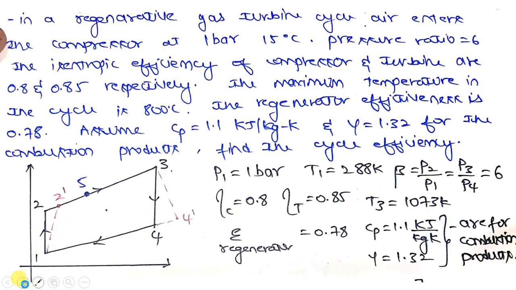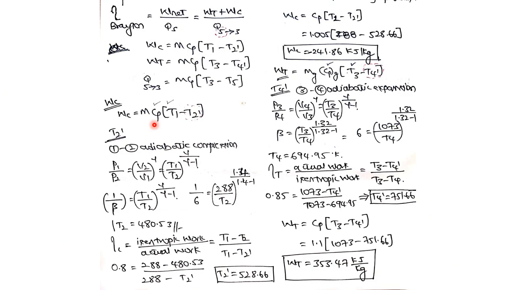So you know the value of Cp, you know the value of T1 given in the data, and you don't know the value of T2 dash. This you have to find out. How will you find T2 dash? First you find T2, then you apply the compressor efficiency to find T2 dash from T2. So first we shall find T2. How will you find T2?